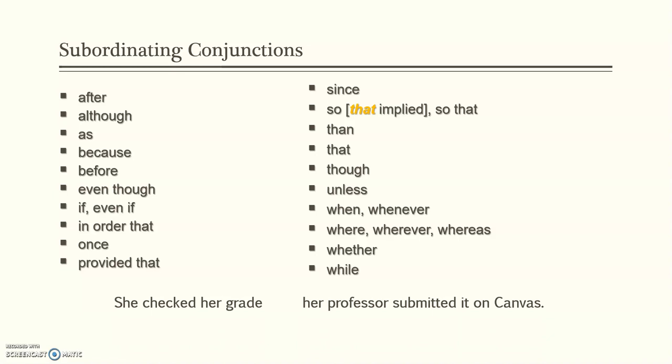Let's look at an example here. She checked her grade. Her professor submitted it on Canvas. These are both independent clauses. They can stand alone as their very own sentences. Without having any sort of punctuation or a conjunction, it becomes a run-on. And it also becomes a run-on without the proper punctuation and conjunction. So here, we've chosen the word after. She checked her grade after her professor submitted it on Canvas. That is using a subordinating conjunction, and now it is a proper full sentence.